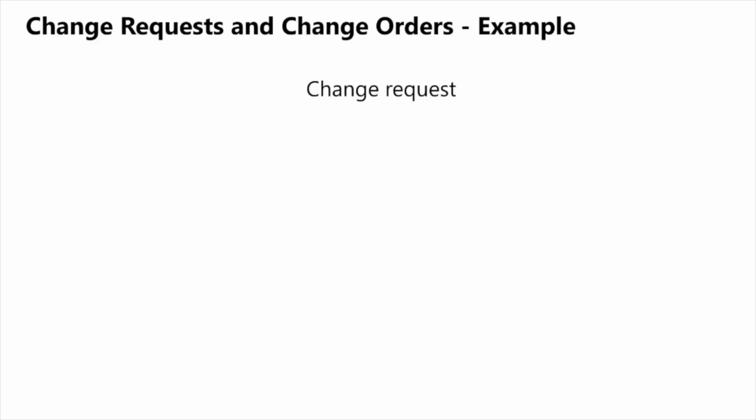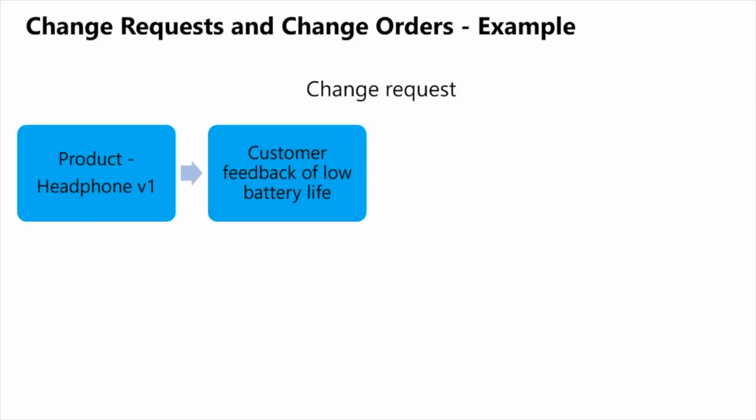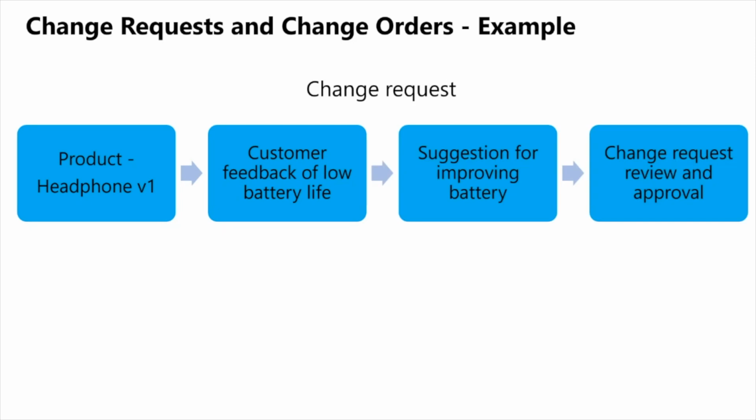Now let's review one use case for the change request and change order process. Let's say call center tech support has received feedback from customers that the headphone battery life is lasting lower than expected. Call center tech support enters a change request to suggest an improvement to the headphone's battery. Tech support can add notes and attachments regarding the specific issues. The change request is routed to the headphone product owners via workflow for review and approval.